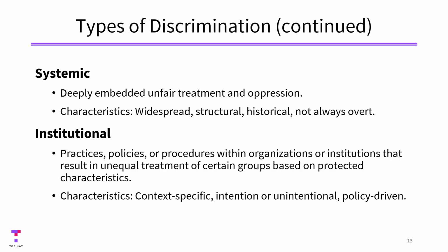Systemic discrimination is discrimination that's deeply embedded unfair treatment and oppression. It's widespread across the society, across groups. It's structural, it can be historical, not always overt. Sometimes it's hidden. Institutional discrimination are practices, policies or procedures within organizations or social institutions that result in unequal treatment of certain groups based on protected characteristics. So sometimes they can be intentional or unintentional or policy driven.